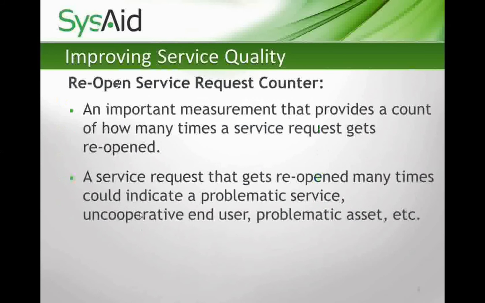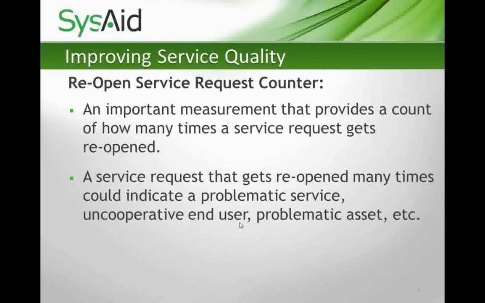The first one is the reopen service counter. We have a counter which we can enable in our lists to know how many times a service request was reopened. Okay, an important measurement tool, it provides a count of how many times a service request gets reopened. A service request that gets reopened many times could indicate a problematic service. I mean, if you see, for example, that a service request went from open to closed, and then again open and closed, 10 times, this is not correct.